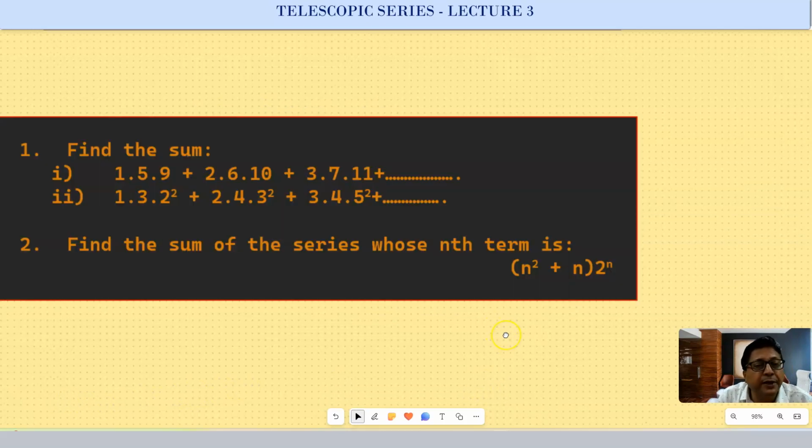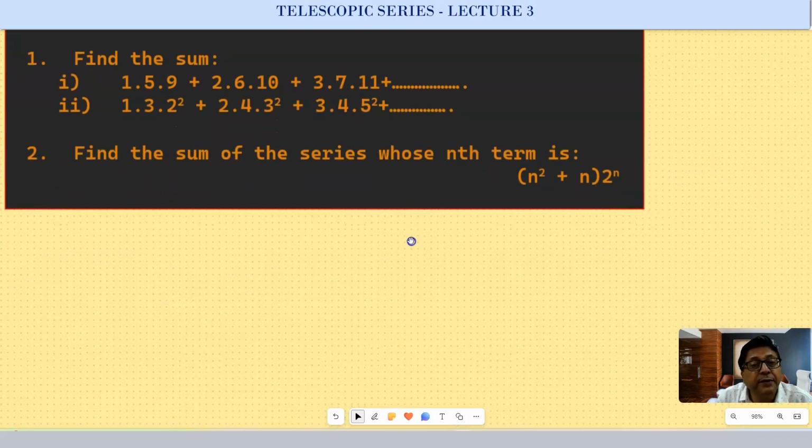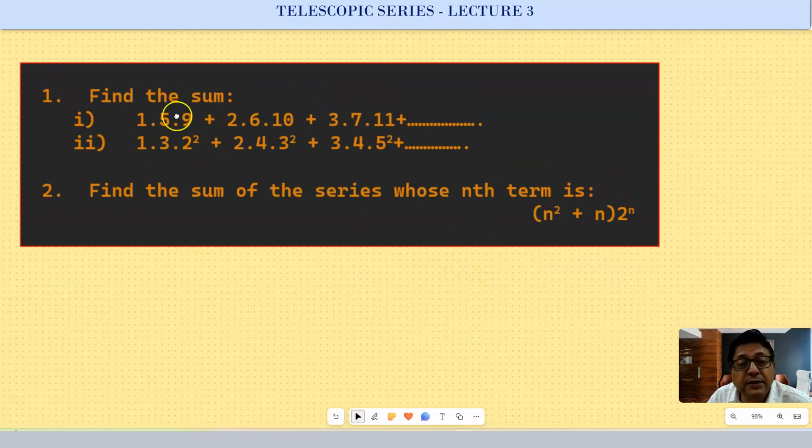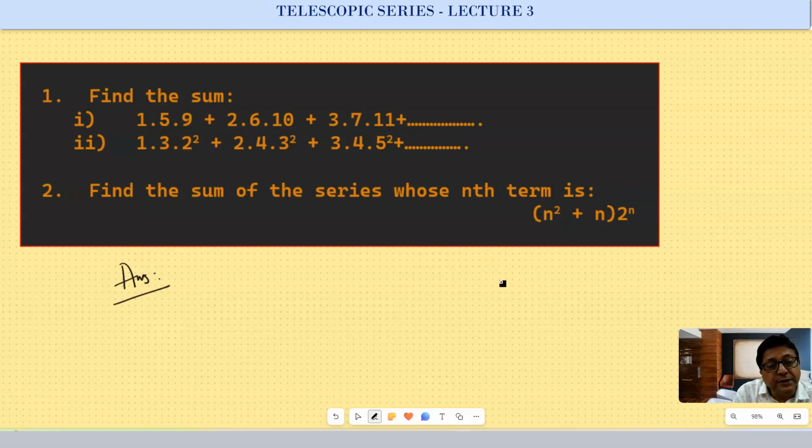What I want to tell you, for these kinds of sums where 1, 5, 9 and 2, 6, 10 are forming AP, but these first terms are not in the same AP, we could have used the same method which I have discussed already. But here, what to do, when you are going to find the sum of this series, we are answering say number 1. We will be writing the nth term as before.